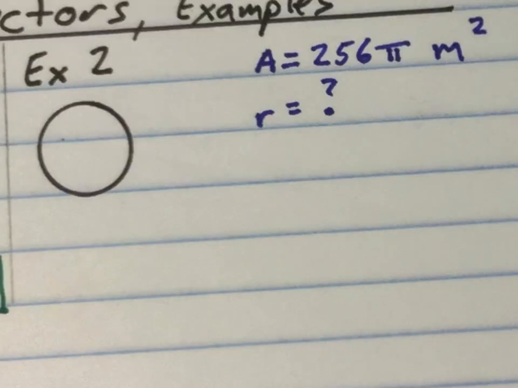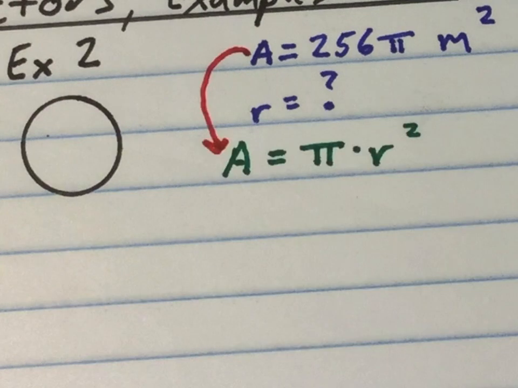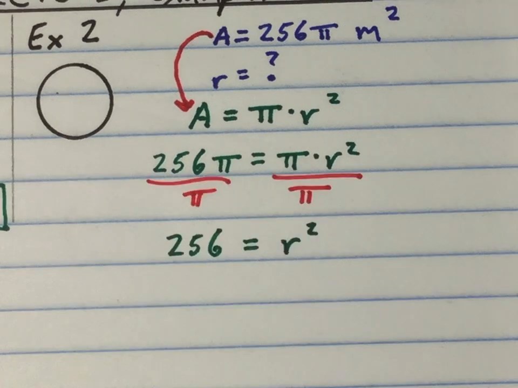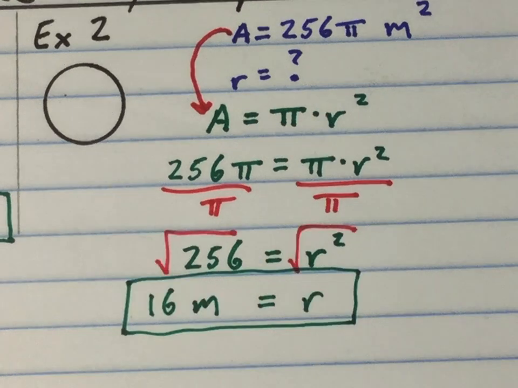One last example with circles. Let's say that in a circle we know the area is 256 pi square meters, and we want to find the radius. So again, we'll set it up using the area formula. We'll sub in what we know, and we'll solve for what we don't. So we can divide both sides of the equation by pi. r squared equals 256, and so we'll square root both sides. The radius is 16 meters.